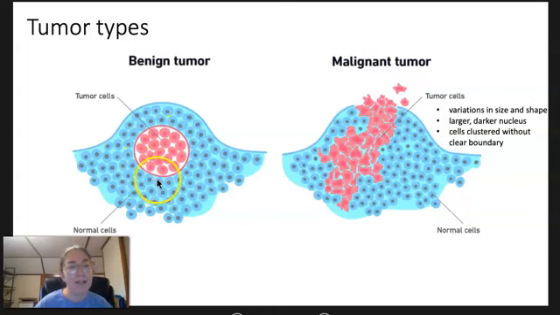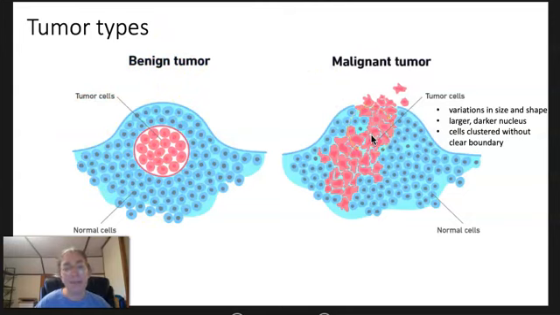And they also are in a clustered mass that's well defined. There's a well-defined border. And benign tumors can still contribute to disease because they could press on nerves and cause pain. They can grow very large and just be uncomfortable. So they are not deadly and they do not spread, but they can still be problematic. They still can involve symptoms, and they still can sometimes require treatment. But benign tumors are not the ones that are involved in cancer.